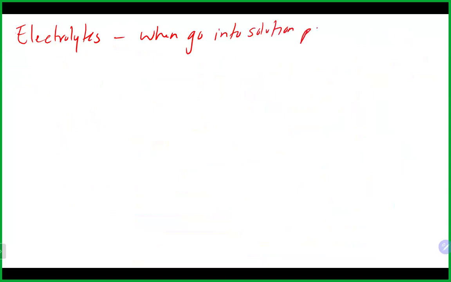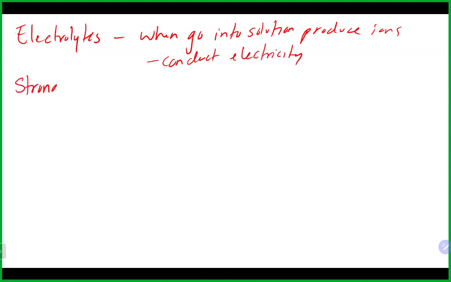I think in addition, when we were talking about ions, we also talked about electrolytes. Remember, electrolytes are things that when they go into solution, they produce ions. And because they're able to produce ions, they will conduct electricity. So we have strong electrolytes, which 100% break apart into ions.